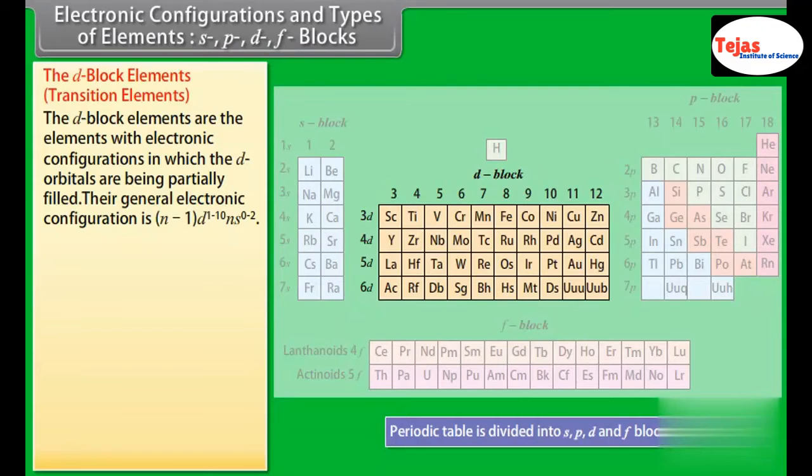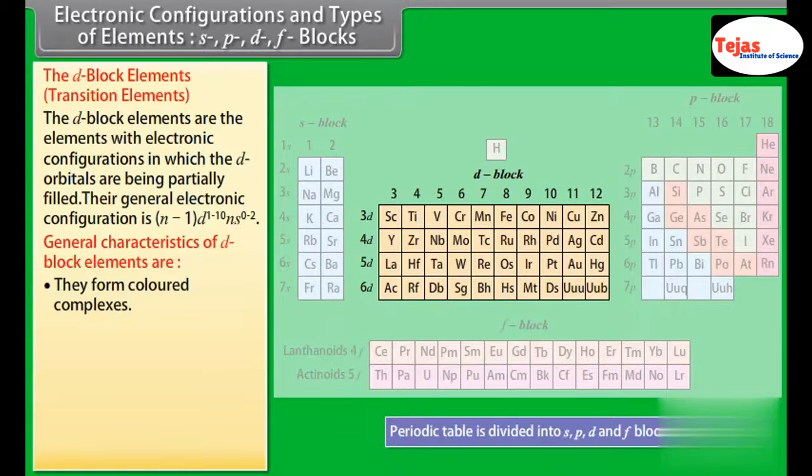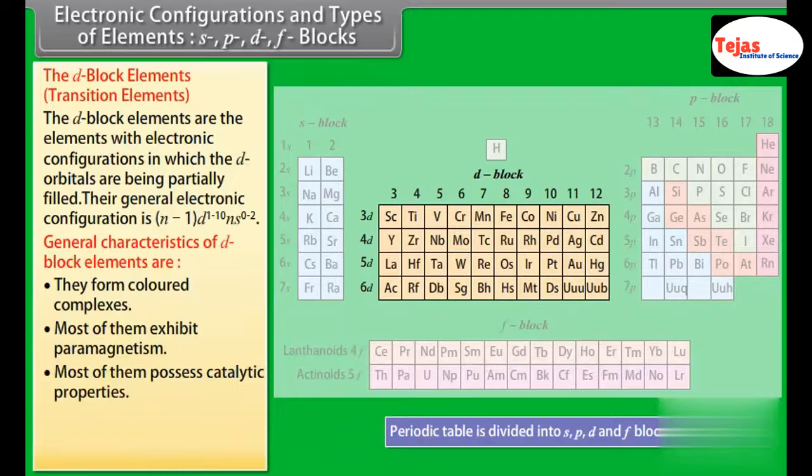Their general electronic configuration is given. General characteristics of d block elements are: they form colored complexes. Most of them exhibit paramagnetism. Most of them possess catalytic properties. They form alloys. For example, brass is an alloy of copper and zinc.